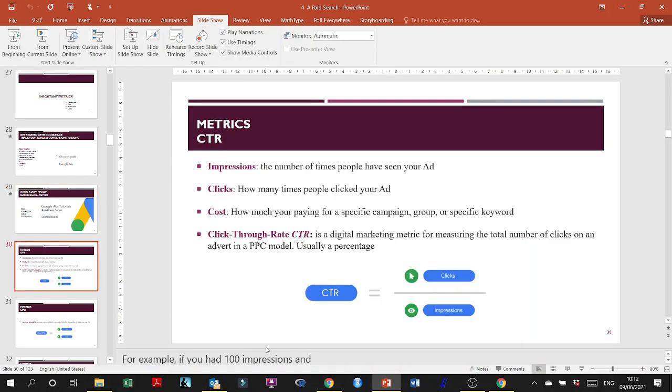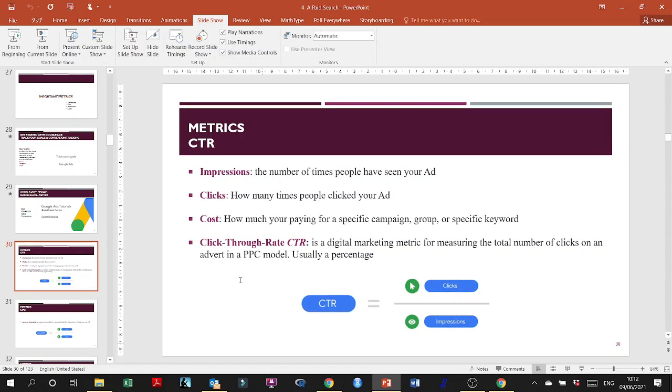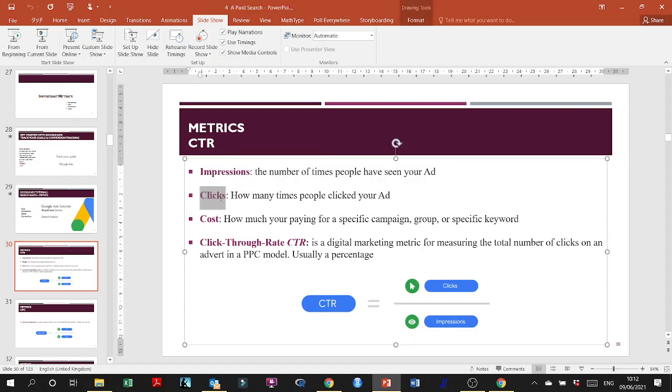All right, now let's keep going with the definitions again. So impressions are the number of times people have seen your ad. Clicks is how many times people clicked your ad. So clicks is the action, that desirable action that you would like them to do, hopefully. So with the search ads, clicks over impressions will give you what we call the click-through rate, CTR. Clicks over impressions is CTR.